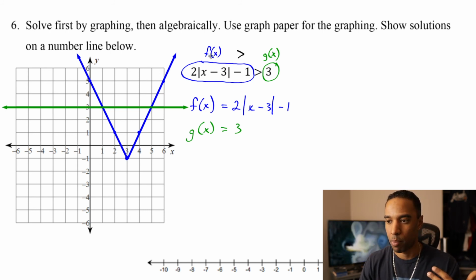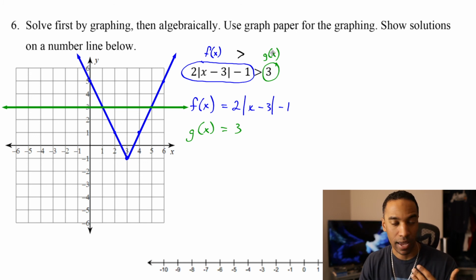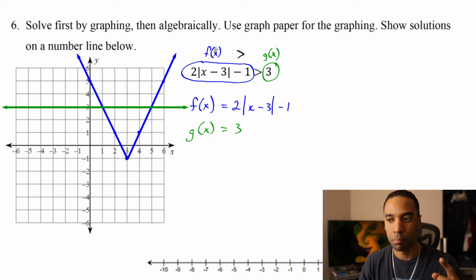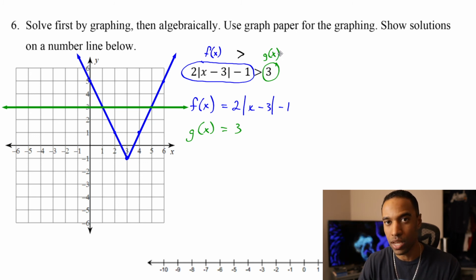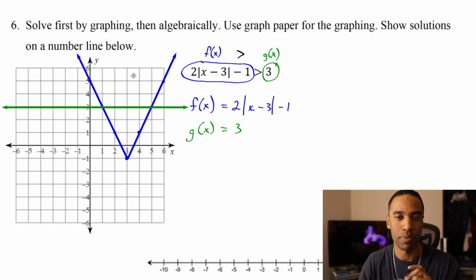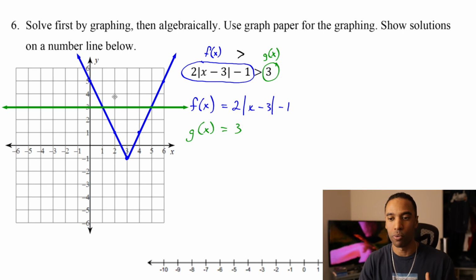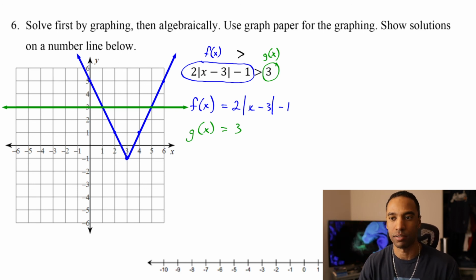So this represents my y of blue. This represents my y of green. We have to figure out when blue y is larger than green y, which means when blue is higher up than green. We have to find out what values of x have blue points that are higher up than green. Okay, that's what we're doing. And I'm going to scan this thing. I'm going to start from the middle and move onward from there. By middle I mean vertex.